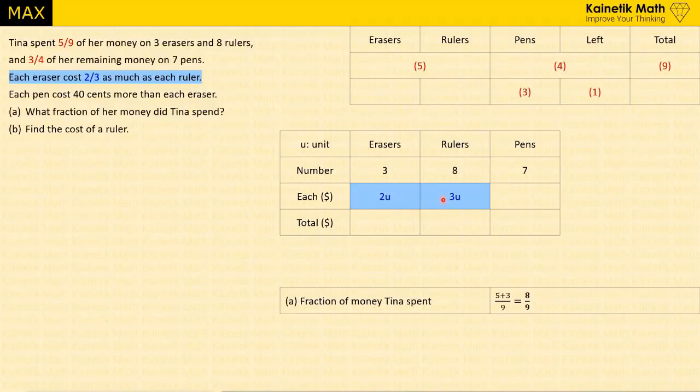So with these two, we can then go on to the next price comparison. Right, each pen costs 40 cents more than each eraser. So each eraser is 2 units. So a pen is 40 cents more. So we will write that as 2 units plus 0.40.